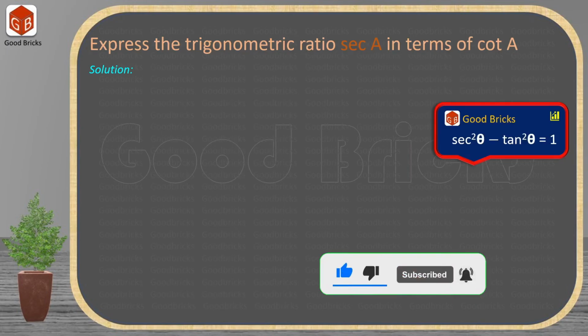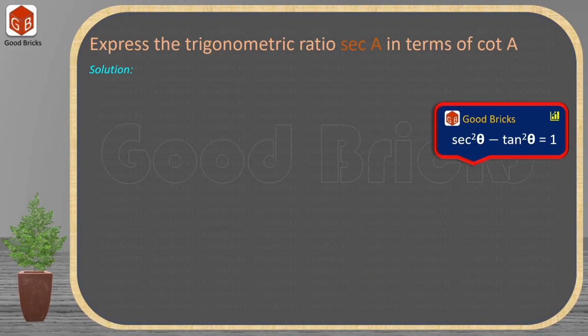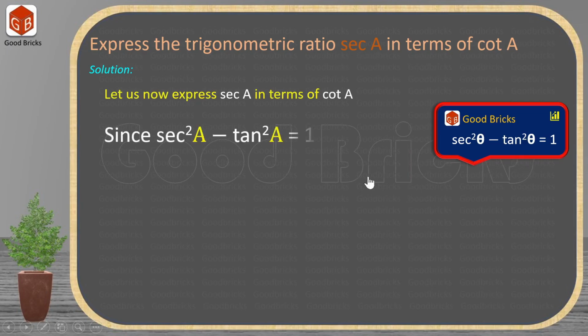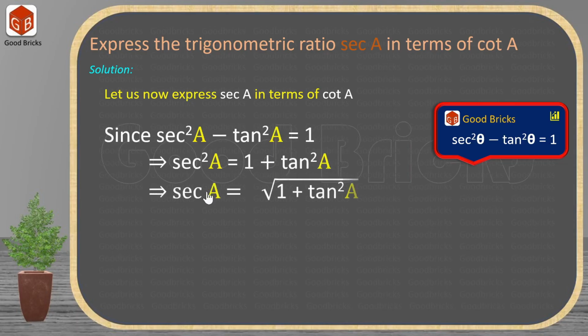Now let us solve last problem using our trigonometric identities, and in this problem they are asking us to express secant A in terms of cot A. So let us take this trigonometric identity and transpose this tan square A towards right side. Then we can write secant square A is equal to 1 plus tan square A. And if you do square root on both sides, you can write secant A is equals to plus or minus root of 1 plus tan square A.